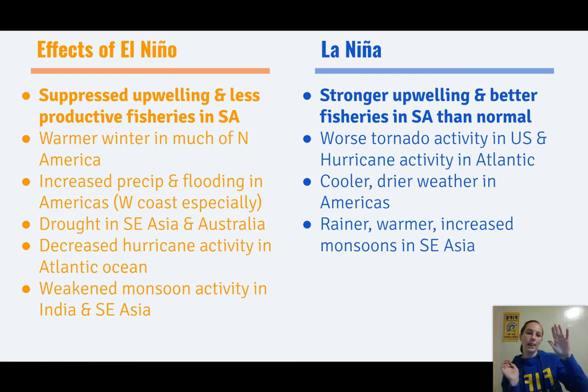Then we're going to go to a La Nina, where we are going to get stronger upwelling and much better fisheries in South America than normal. However, it's also going to lead to worse tornado activity in the United States and hurricane activity in the Atlantic Ocean, which is not so good. It's also going to lead to cooler, drier weather in the Americas and rainier, warmer, increased monsoons in Southeast Asia.